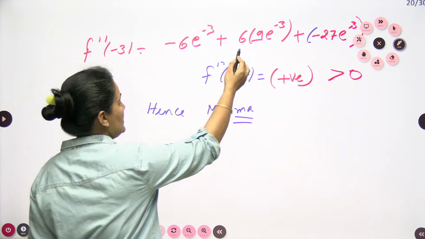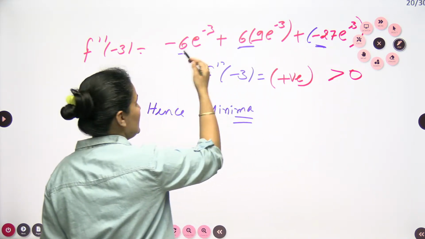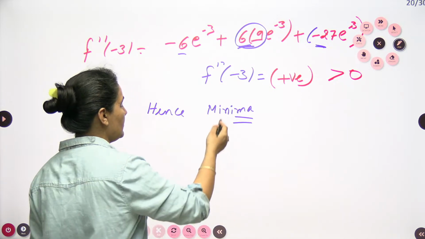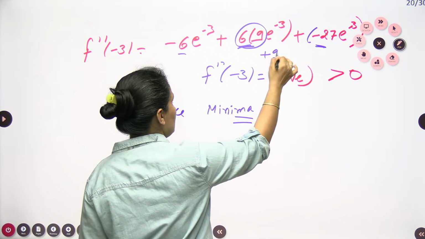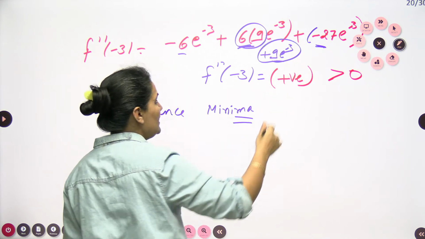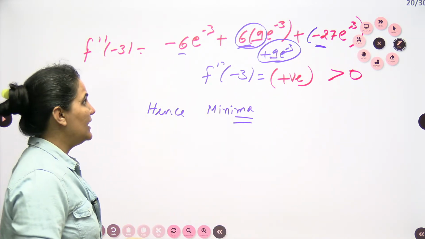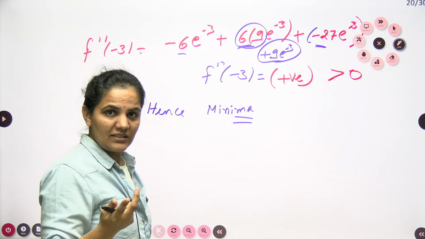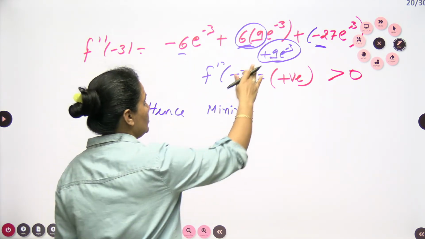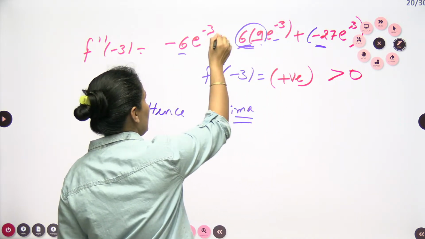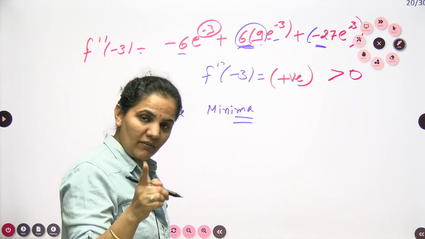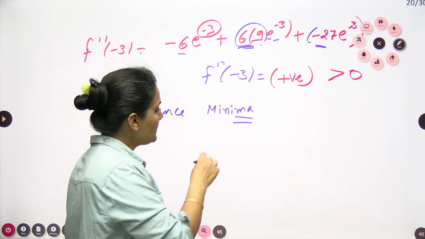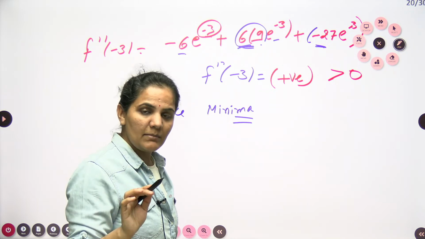Because this is a positive number now, minus 27 and 6 if I add, but still I am having here 9. 6 9s are 54, so this is a positive number, so I am having a positive value, 9 e power minus 3, so this is a positive root. Clearly I can see that 54 minus 36 is 9, and whatever it is, we are having e power minus 3, so when you multiply this, you have a positive root. So you can see that this is the minima value.